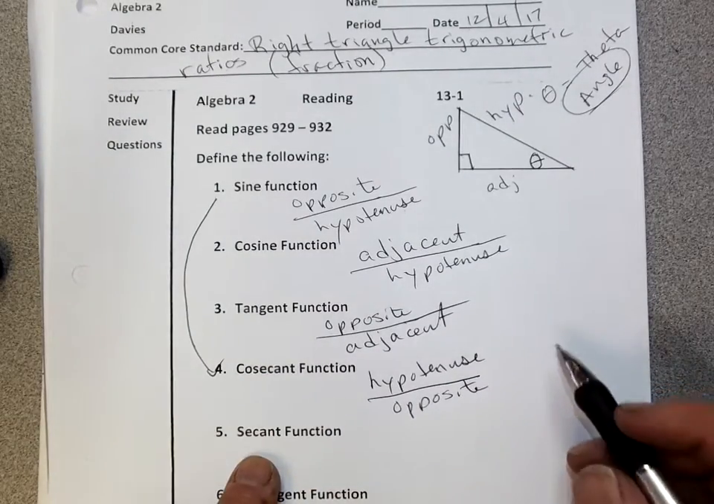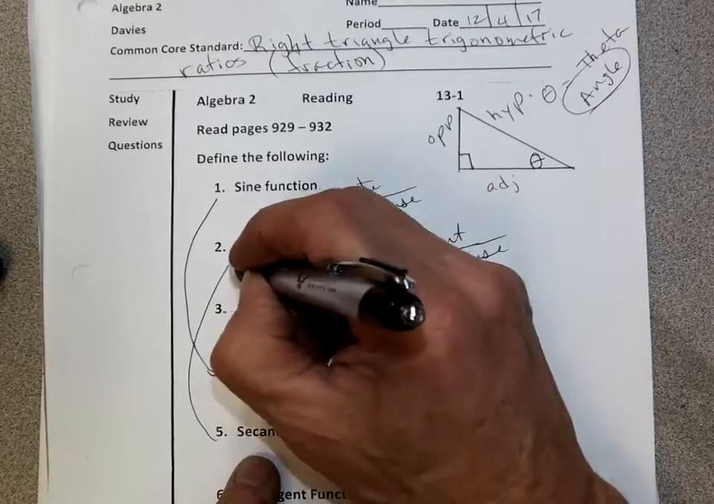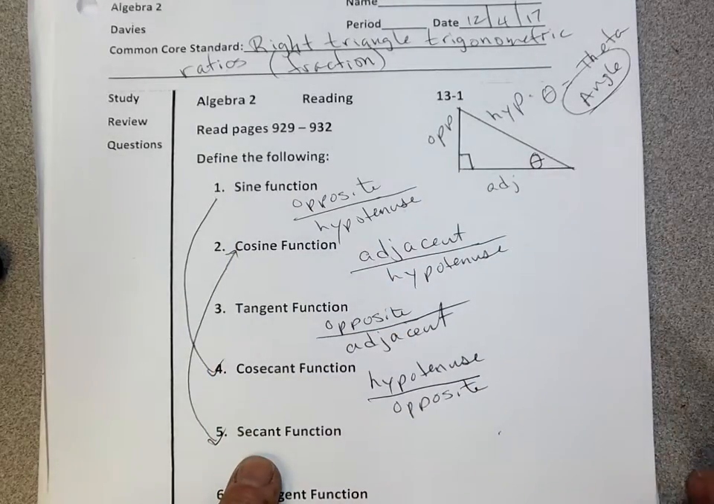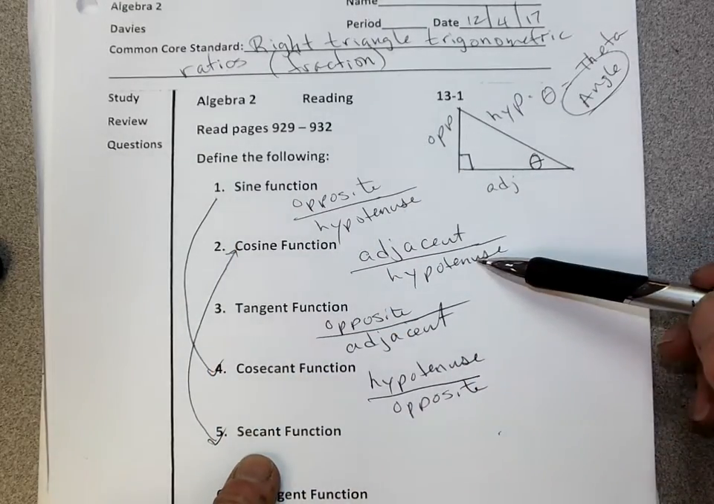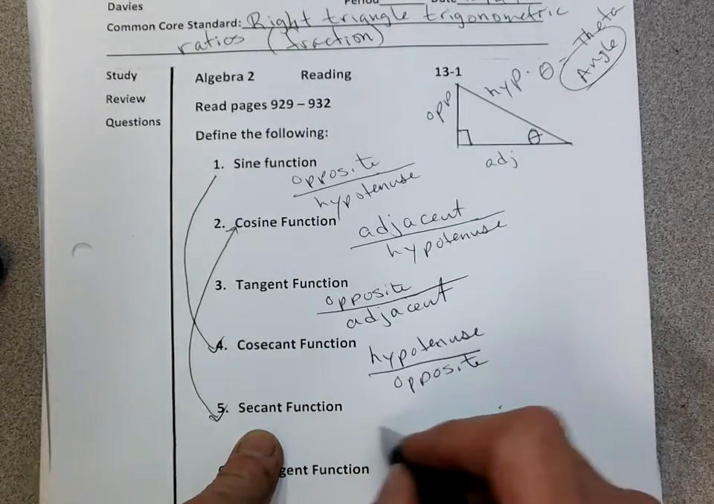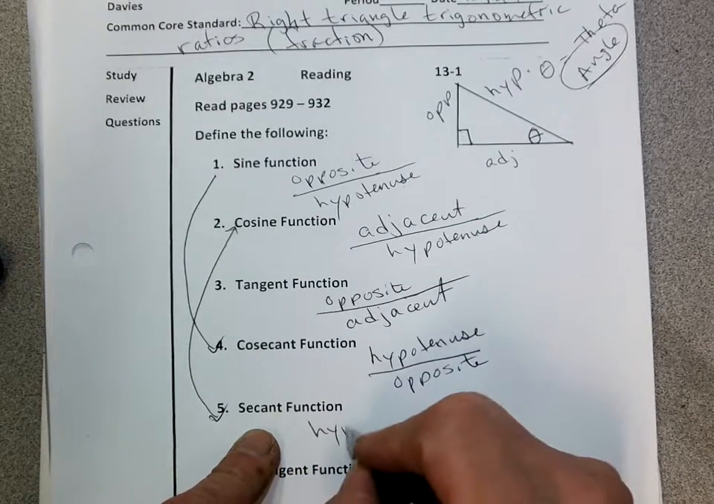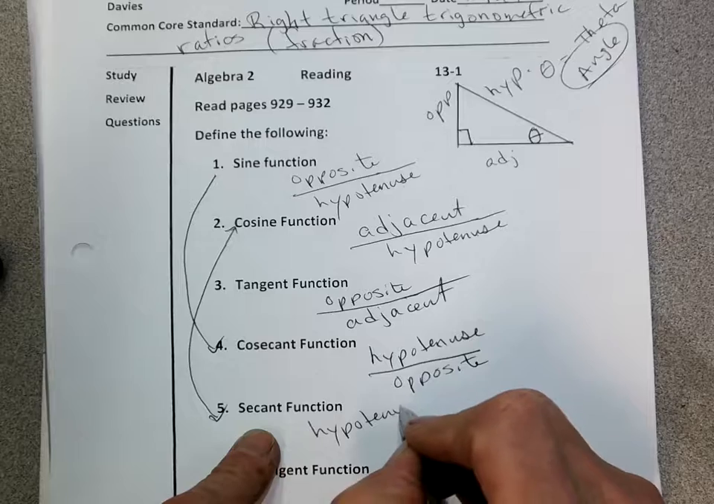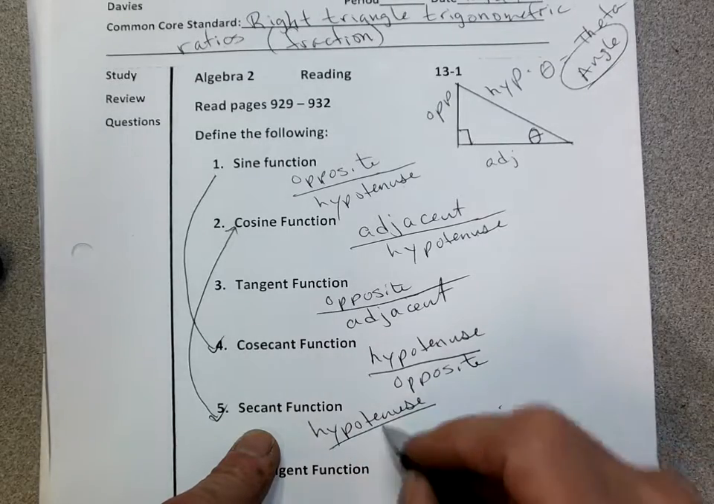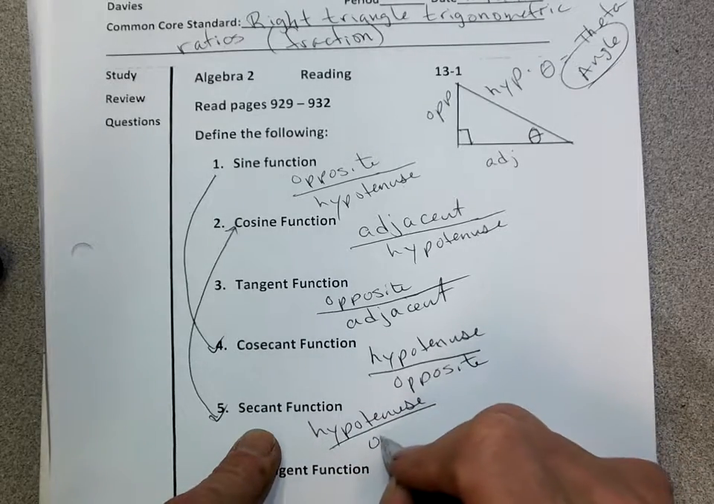And the secant function is the opposite of the cosine. These two are opposites. And instead of being the adjacent over the hypotenuse, the secant just becomes the hypotenuse over the adjacent.